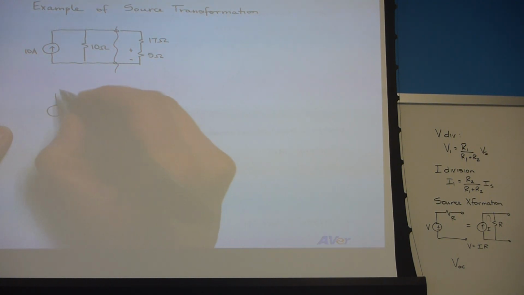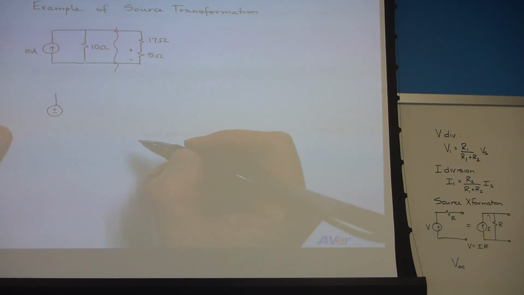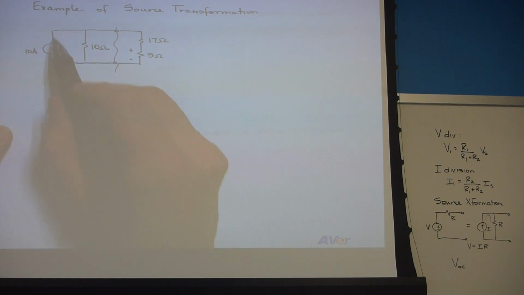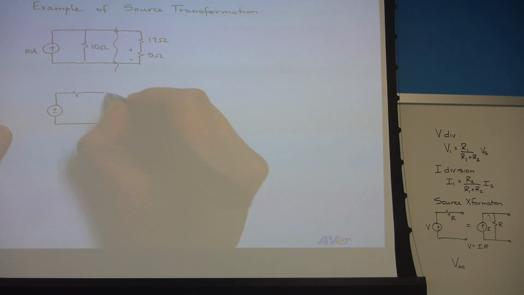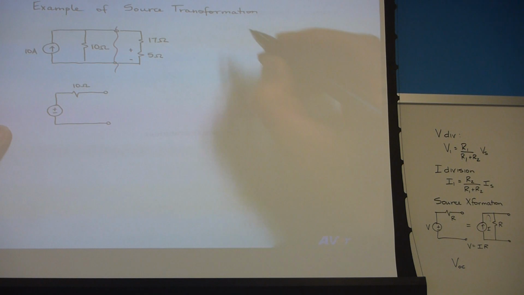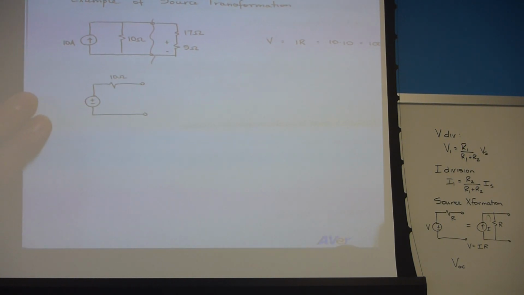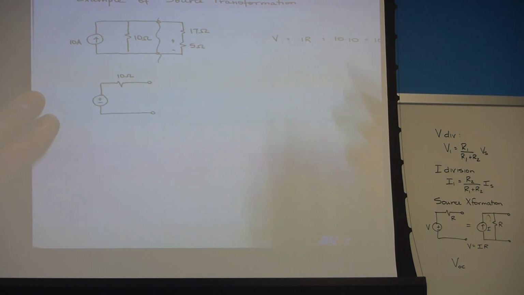So the voltage source: its polarity matches the polarity of the current. So if the current is increasing in that direction, then the voltage is increasing. It's going to be in series with the 10 ohm resistor. That does not change. The voltage is just V equals IR, so 10 times 10, or 100 volts. It dawns on me you may not be able to see all of that. We'll go back over it. So, 100 volts.